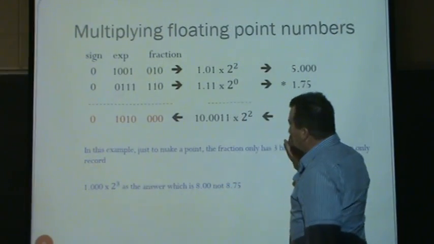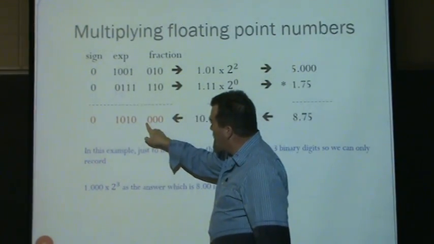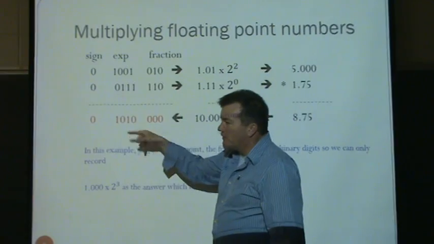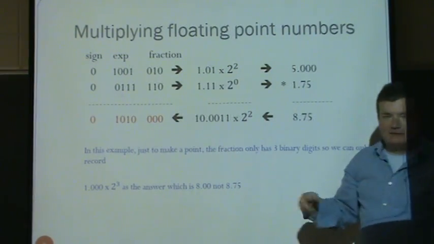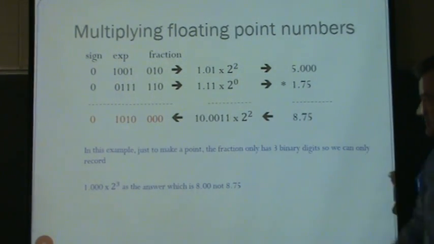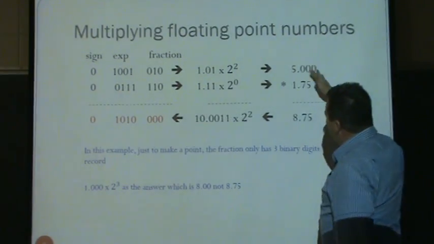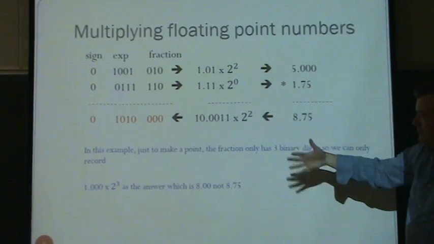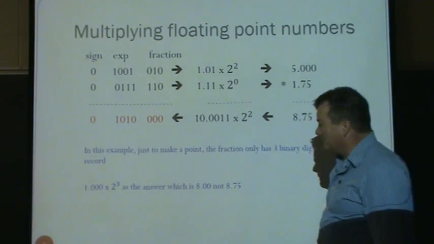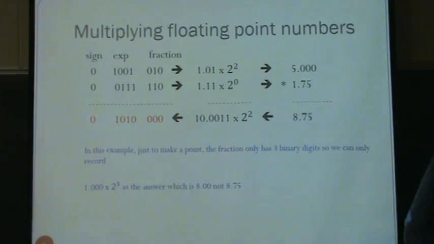So we ended up recording 1.000 raised to the third power, which is 8, right? 2 times 2 times 2 is 8. So yeah, we did the math, but we lost some precision. We lost the 0.75 because we just don't have enough bits to represent the number. So it's more of just an illustration.